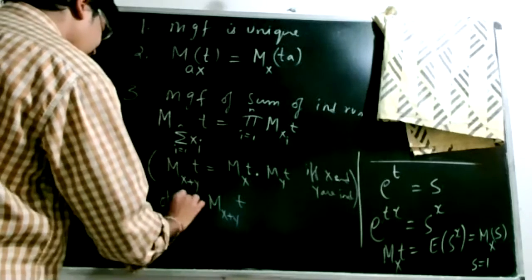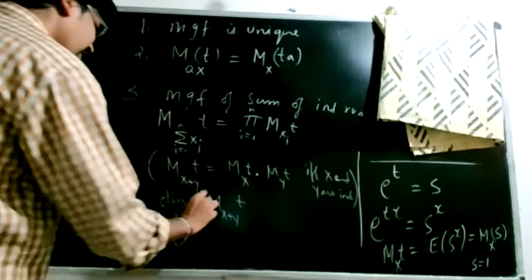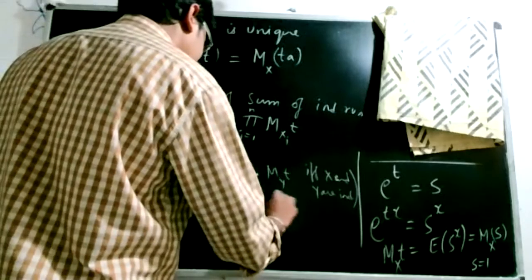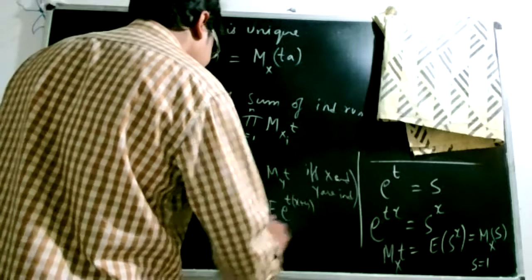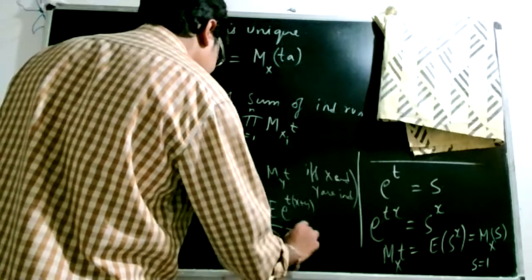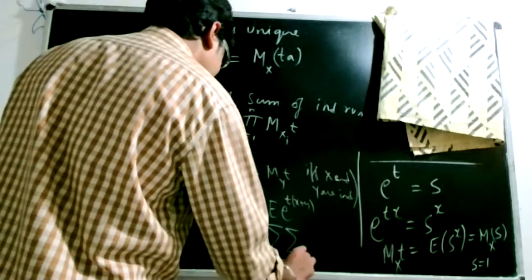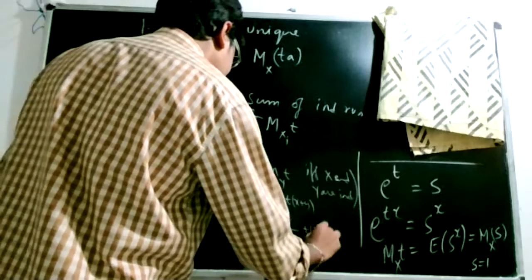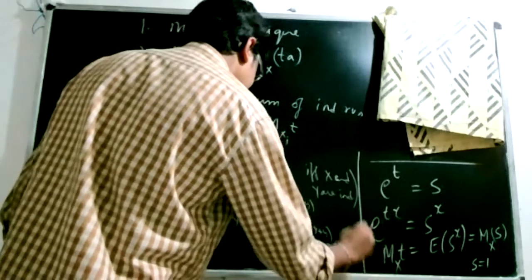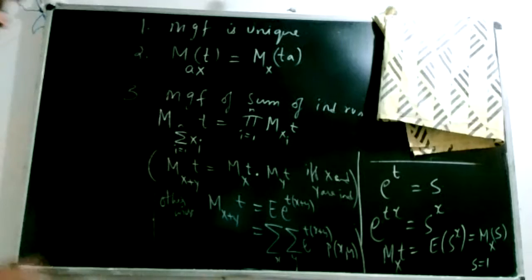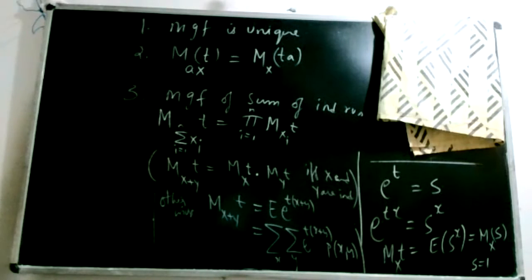So if x and y are not independent, then M of x plus y at t is nothing but the expectation of e^(t(x plus y)), and for a bivariate case, that will be the double summation of e^(t(x plus y)) into p(x, y). So using this, you can obtain the MGF whenever the variables are not independent.